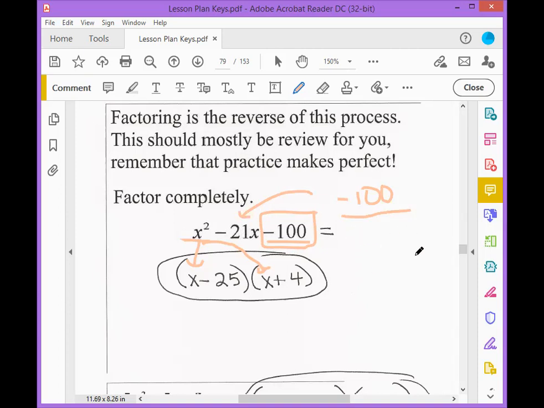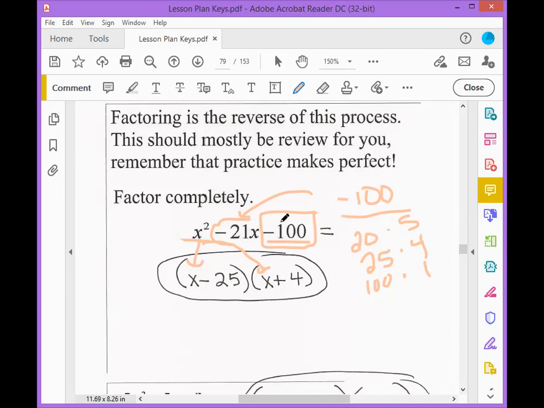So what you would do is find two numbers that multiply together to give you 100. We have 20 and 5. We have 25 and 4, as you see we used here. Or we could use 10 and 10. All of these are combinations that multiply together to give us 100, but we need the right combination. We need the set of numbers where, when we add them together, we'll get negative 21.